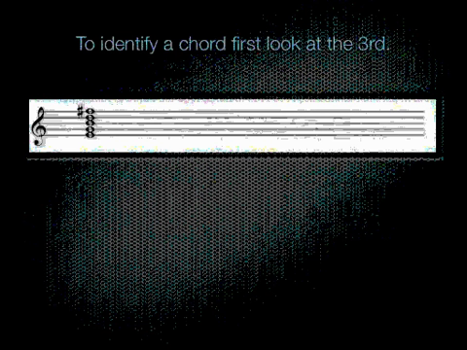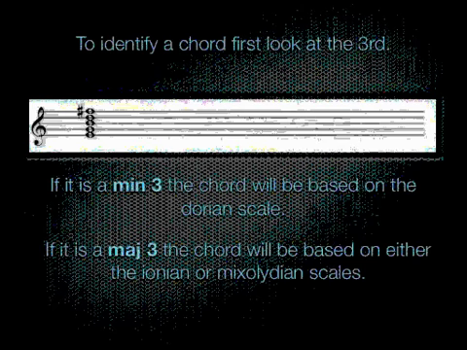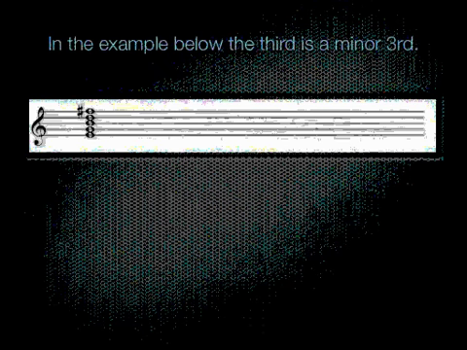To identify a chord, the easiest way to get started is to identify the third. So if we look at the third, if it's a minor third, then it has to be based on the Dorian scale. That's the only one that has a minor third in it. If it's a major third, then it could be either the Ionian or the mixolydian.